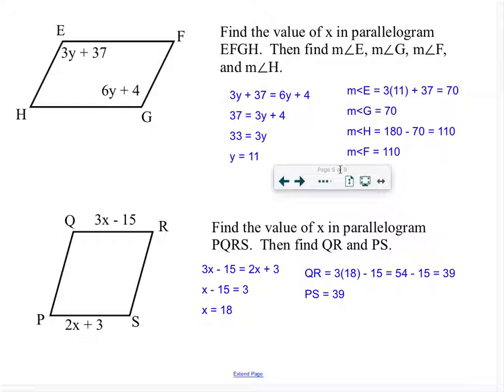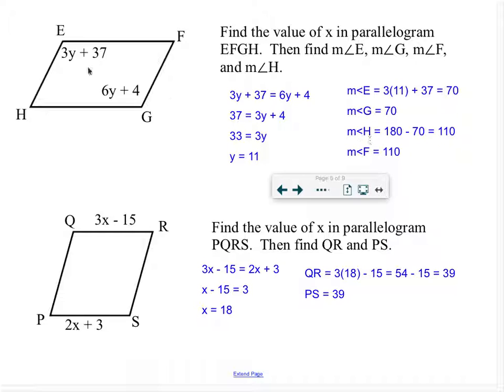All right, the answers are here. In this one, same idea as before. I set the opposite angles equal to each other because I know that's true in a parallelogram. And I solved. I got that y equals 11. I plugged 11 in for y to find the measure of angle E, and then angle G was equal to that. So you could have plugged it in. You would have got the same thing.